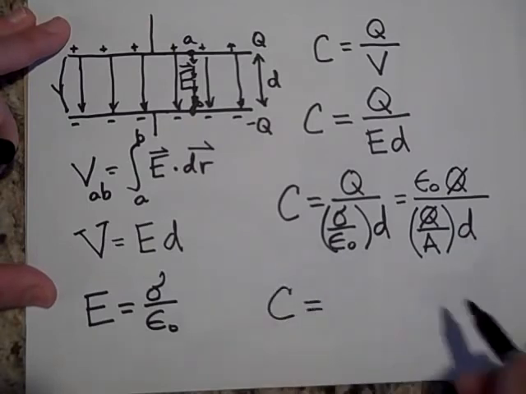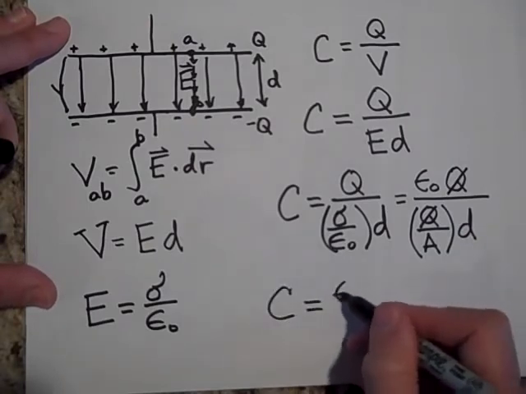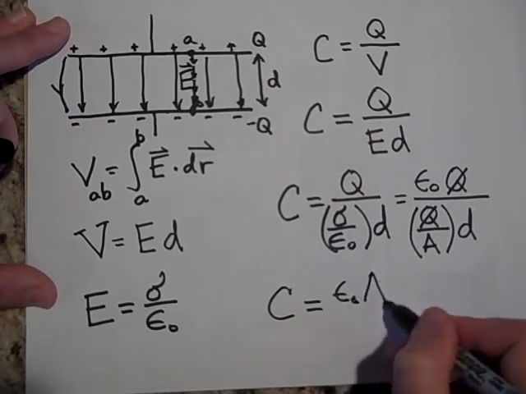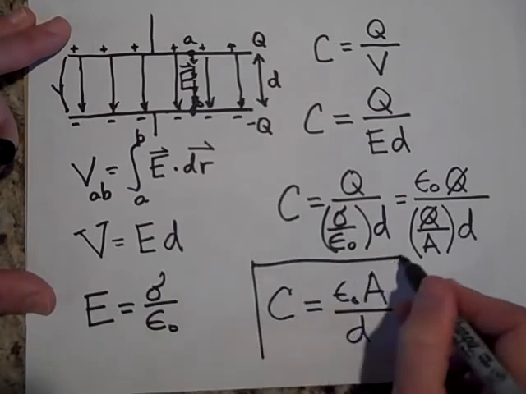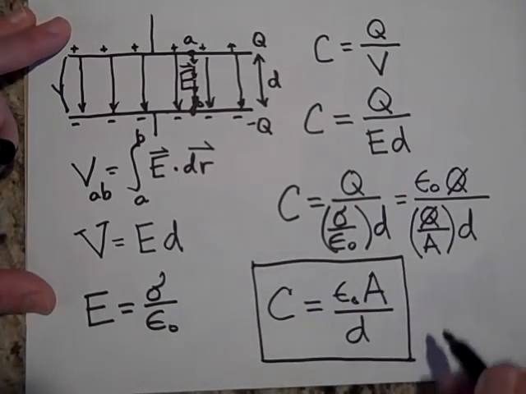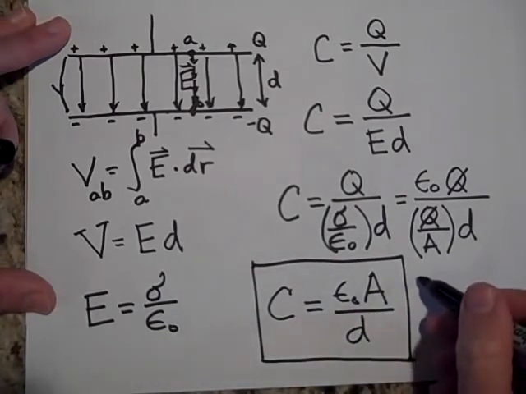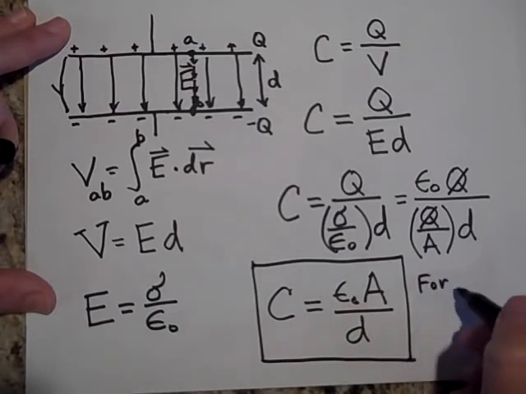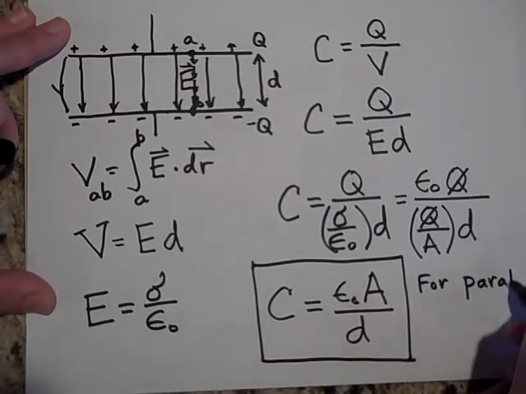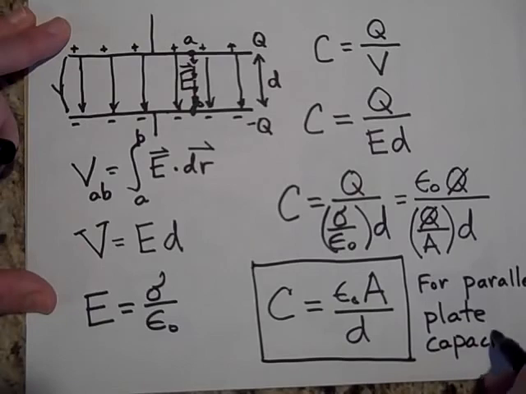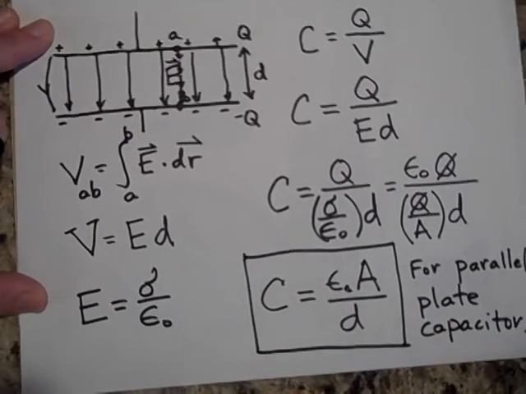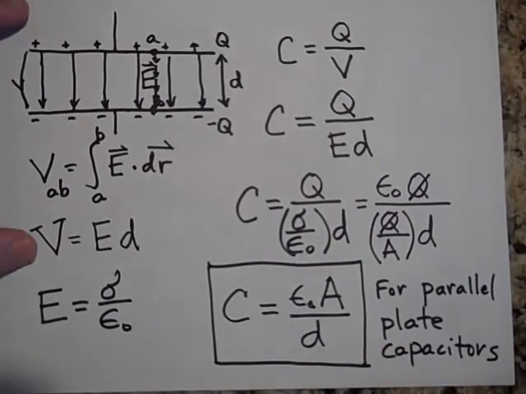So the capacitance for a parallel plate capacitor is going to be epsilon naught A over d. Now don't try and use this for every capacitor. This is only for parallel plate capacitors. That's what that's for, parallel plate capacitors.